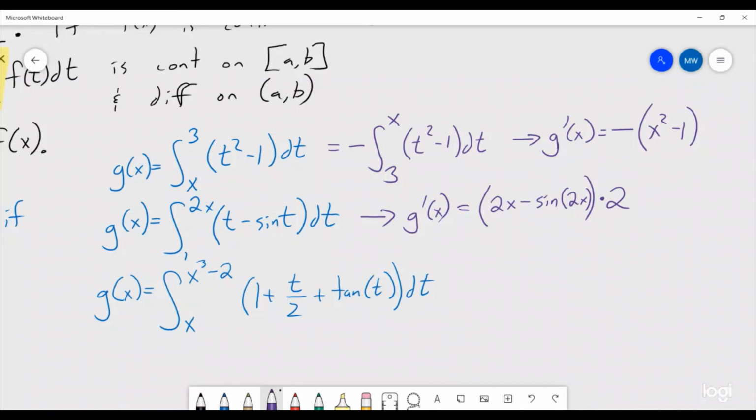This one's the trickiest one, because this isn't constant to variable or variable to a constant. This is function to function. How are we supposed to do that? Well, we're going to have to break this up.